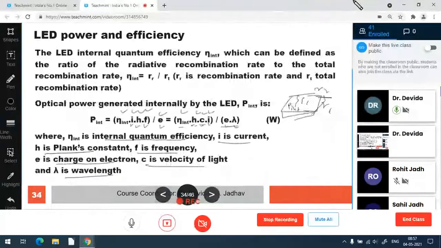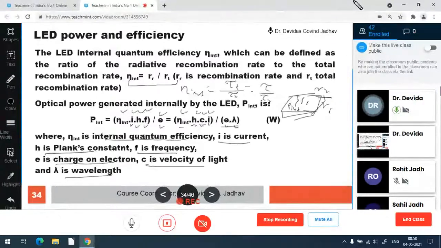So internal quantum efficiency is R r upon R t, which is also given as eta internal equal to tau t upon tau r.